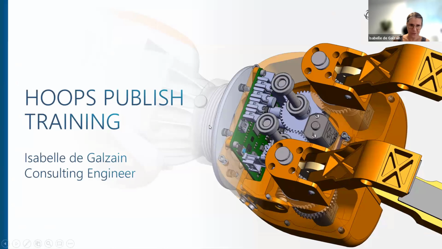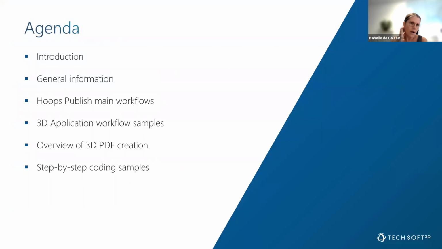So today I'm going to speak about our product Ops Publish. I will first give you some general information. Then I will go through the main workflows of Ops Publish, and more specifically into the 3D application workflow that we can have. I will show you different samples of PDF files covering these different workflows. And I will give you an overview of the 3D PDF creation.